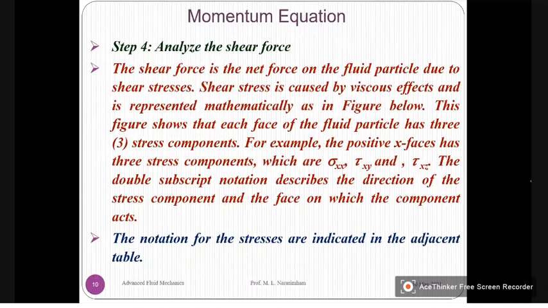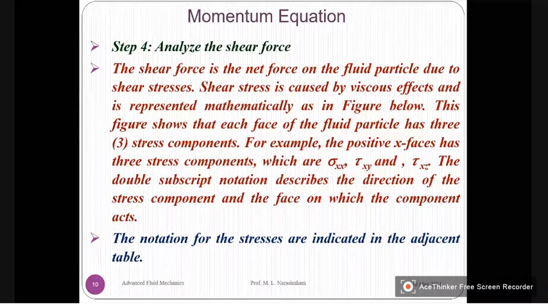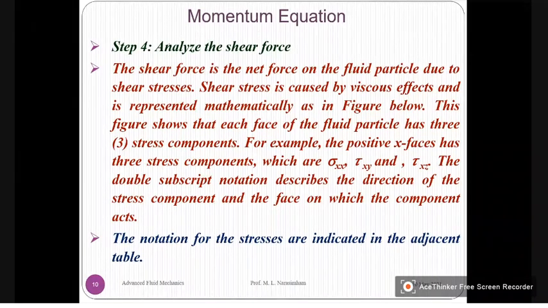the shear force is the net force on the fluid particle due to shear stresses. Shear stress is caused by viscosity. Now this figure shows that each face of the fluid particle has three stress components. For example, the positive x face has three stress components, which are sigma xx, tau xy, and tau xz. This point, of course, I have already discussed while deriving Euler's equation, so let me not repeat it here.